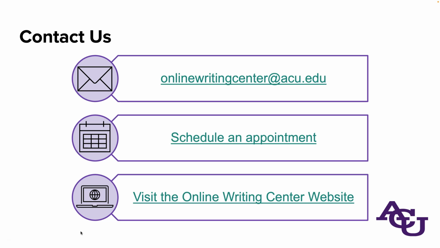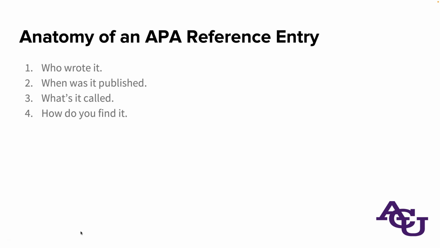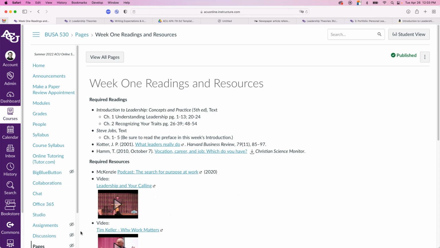All right, so let's go ahead and look at some of these things in practice. So going back to this: who wrote it, when was it published, what's it called, how do you find it? Let's do a practical step here. If we look at this assignment, it asks you to refer to the week's readings. Looking here, we have the course textbook, we have Steve Jobs, the biography, we have these articles, and we have these videos.